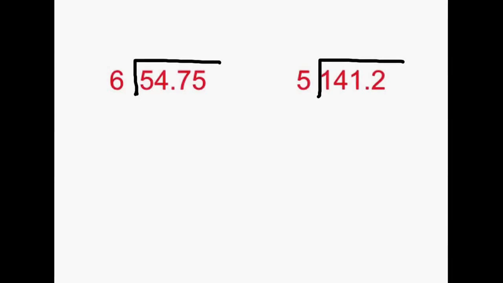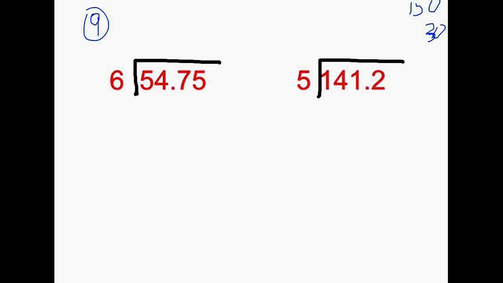Okay, we just have 2 more long division problems to solve. Again, I would encourage you to use estimation. Really, we have 6 into 54, which my estimate is going to be 9. And this one, I have 5 into 141. Well, I could round that up to 150. And 150, 5 times 30 would give me 150. So I know my answer in this one is going to be somewhere around 30. Alright, but it's going to be a little less than that.